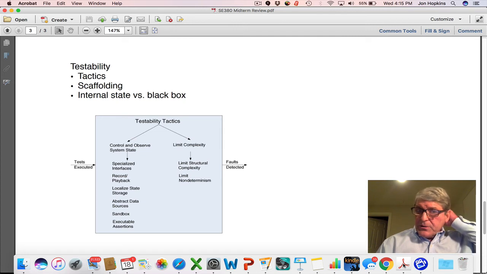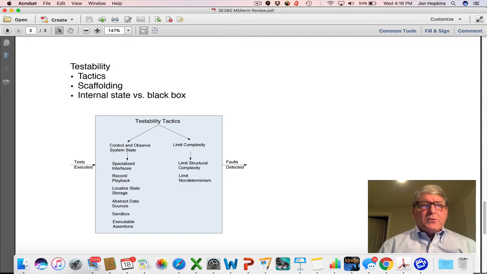So I may have to have specialized interfaces that will allow me to get to internal state information or otherwise help with the testing that is not part of the actual production code, but I typically leave it in place so as not to change the behavior of that object in any way.